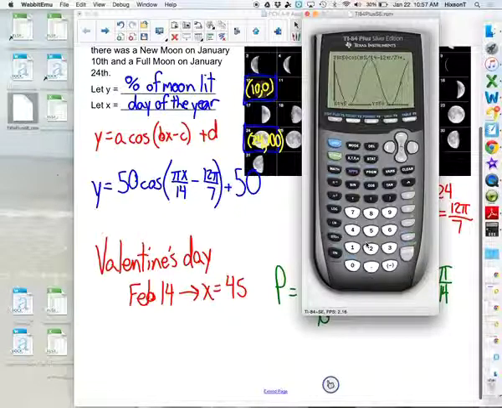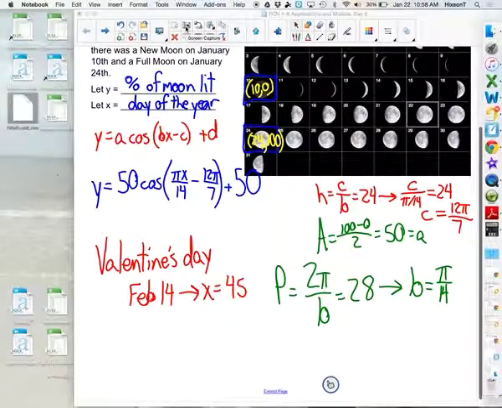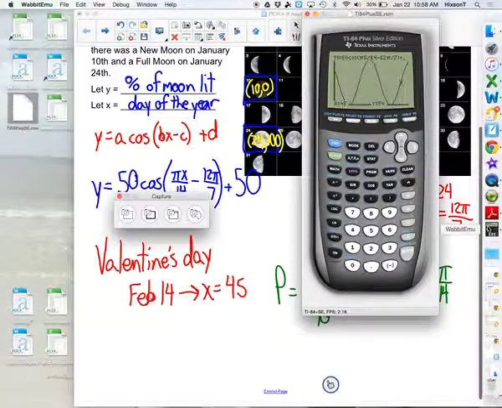Will it be getting fuller or will it be going towards a new moon at this point? It'll be getting fuller, right? Because look, this right here is increasing, right? So we're approaching a full moon. So we would call that a waxing half moon. We wax to full and we wane to new. All right, so there you have one use of our model.